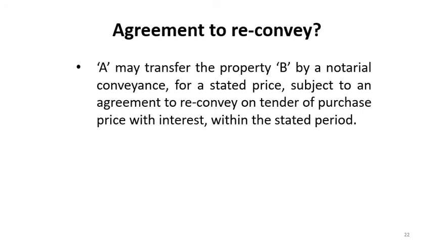A transfers the property to B by way of notarial documents. That means an absolute transfer for a stated price, subject to a reconvey agreement. What is a reconvey agreement? On the tender of such purchase money plus interest within the stated period, B must transfer the property to A. That's known as an agreement to reconvey.